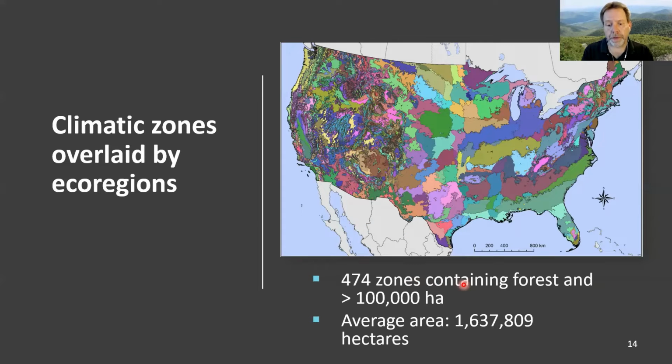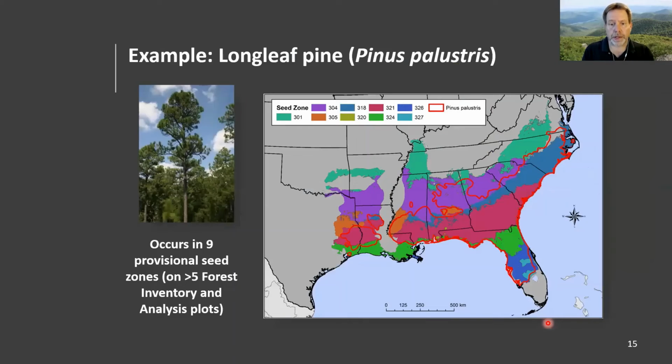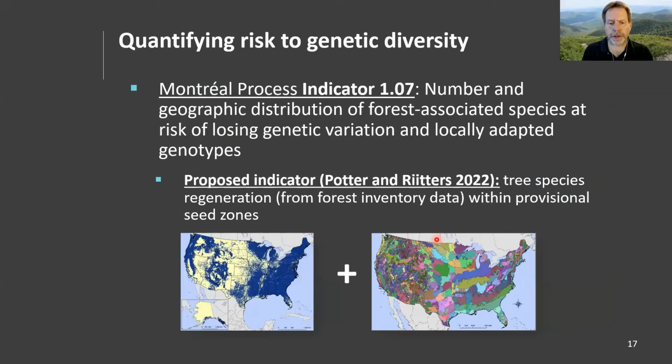So the 474, I should say, that contain forest and are at least 100,000 hectares, the average size of these being about 1.6 million hectares. This is an example of how those would intersect with a forestry species. This is the Longleaf Pine distribution across the southern United States. It occurs in 9 provisional seed zones in which there are at least 5 forest inventory and analysis plots. So that's the first part of our indicator.